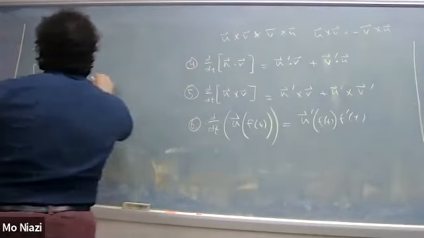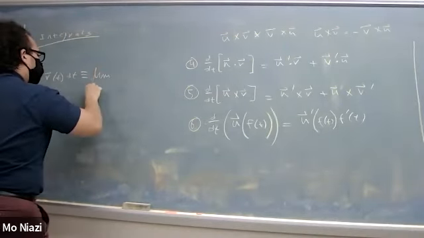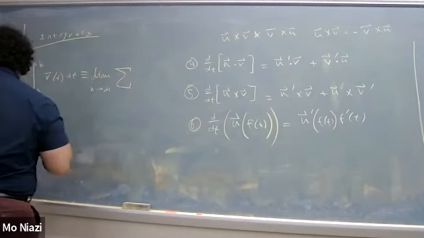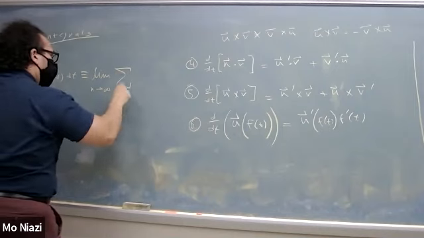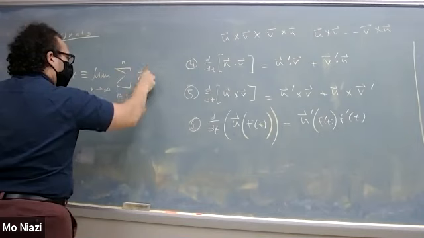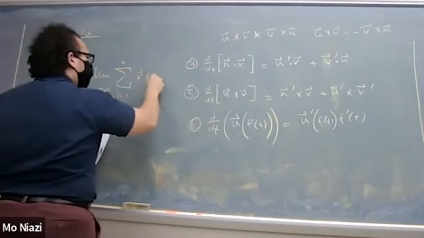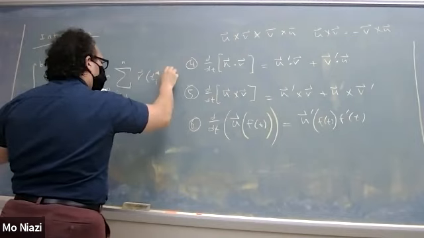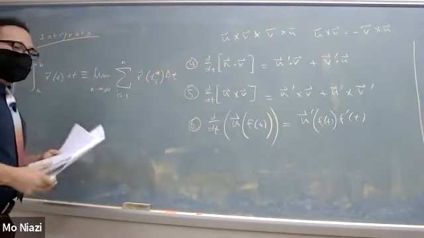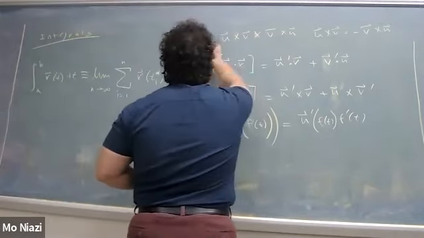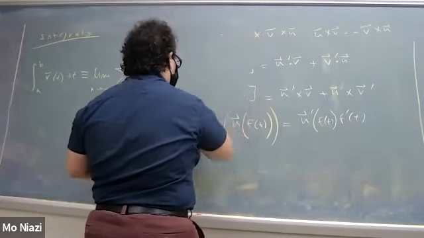It's defined as the limit as n approaches infinity of the sum from i equals 1 to n of our vector function at t_i star times delta t. And that's just from your familiar Calc 1.